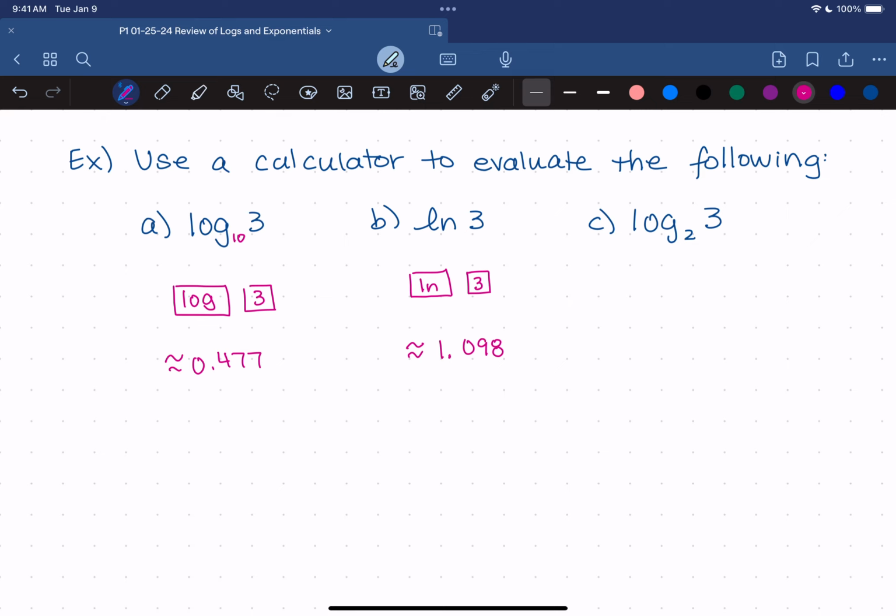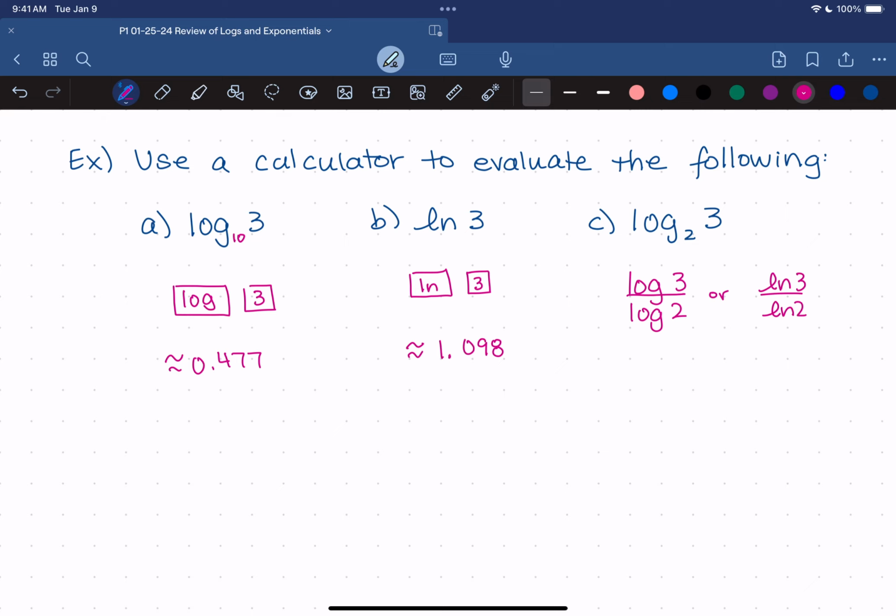Okay, so the last one is log base 2 of 3. And there is no base 2 button on the calculator. And so how do we do this if we can only evaluate using base 10 or base e? That's why we have a change of base formula. Yay! So I'm going to go ahead and change this. You can either use common logs, and if we change it using common logs, it's going to look like log base 10 of 3 over log base 10 of 2. Or we can use natural logs and say natural log of 3 over natural log of 2. And that's using the change of base formula.